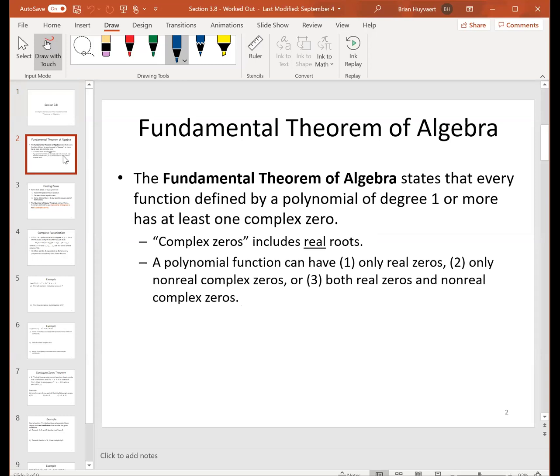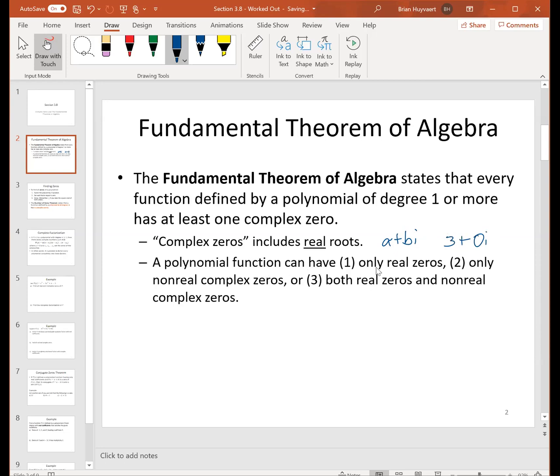But the thing we need to note about complex zeros is that this includes real roots, because you could certainly have a zero of the form a plus bi, like all complex things, where the b portion is just zero. So if you have the real number 3, you could write that as 3 plus 0i, and then it looks complex, and it's just a real number.